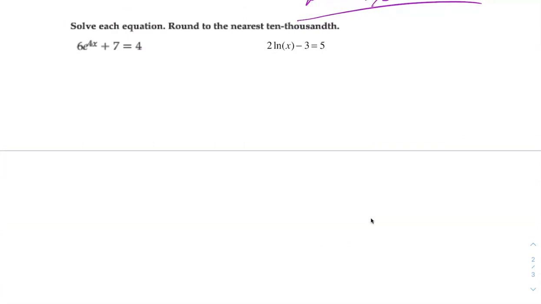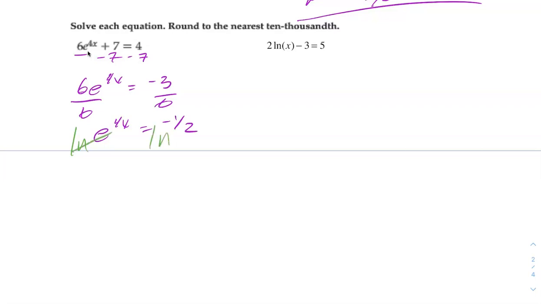Lastly, just to practice, solve each equation. So we want to solve this. Again, if you have an e, just going to get the e by itself. So subtract 7. So 6e to the 4x is equal to negative 3. Divide by 6. e to the 4x equals negative 1/2. I want to get rid of the e. The way to do that is take the natural log of both sides. 4x equals natural log of negative 1/2.